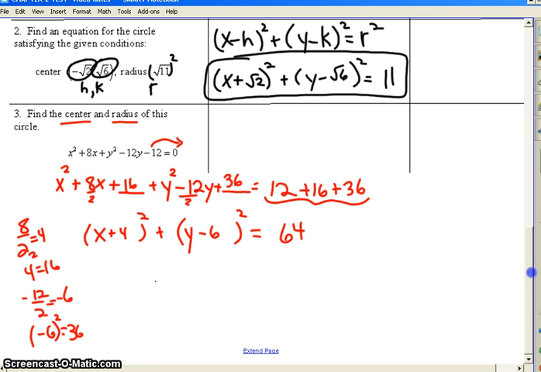So the center is going to be negative 4 because x minus negative 4 gives me x plus 4. So negative 4 comma 6, y minus k, so k is just 6. Okay, and the square root of 64 is 8. So the radius is 8.